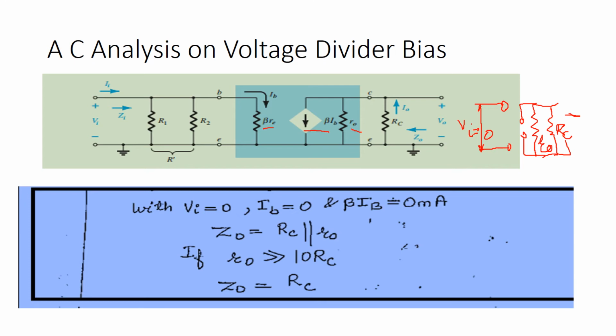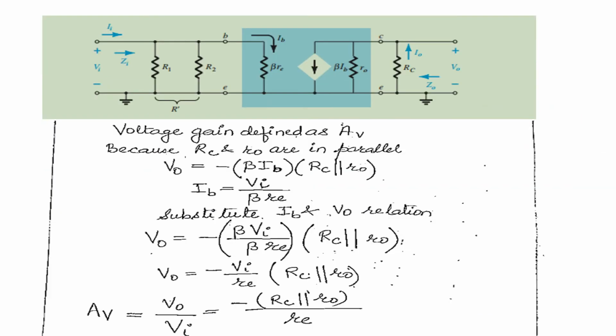So your output impedance is Rc parallel R0. If R0 is greater than 10 times Rc, then Z0 will be equal to Rc. Next slide shows you how to measure the voltage gain.